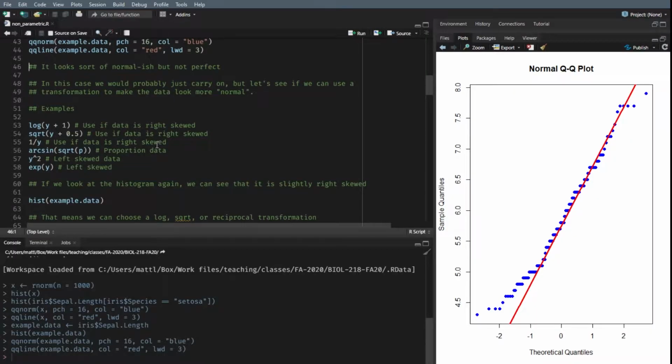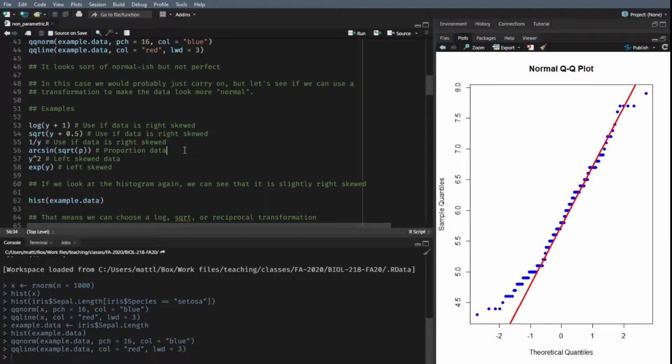For example, we have the log transformation, simply log your data, your y value, plus 1. We add the 1 because if there's any y values that are below 0, you're going to get negative numbers. There's the square root transformation, which is simply the square root of your observations plus 0.5. There's the reciprocal transformation, which is 1 over your observations. All 3 of those are typically used for data that is right skewed.